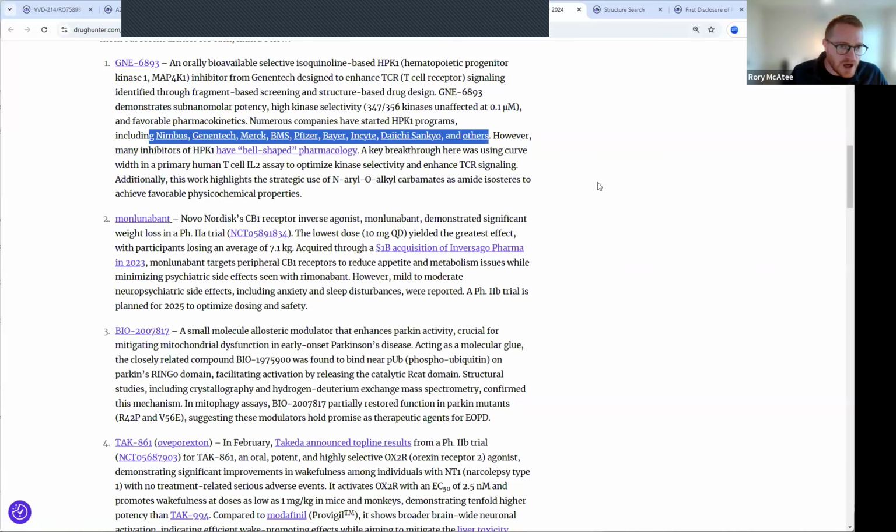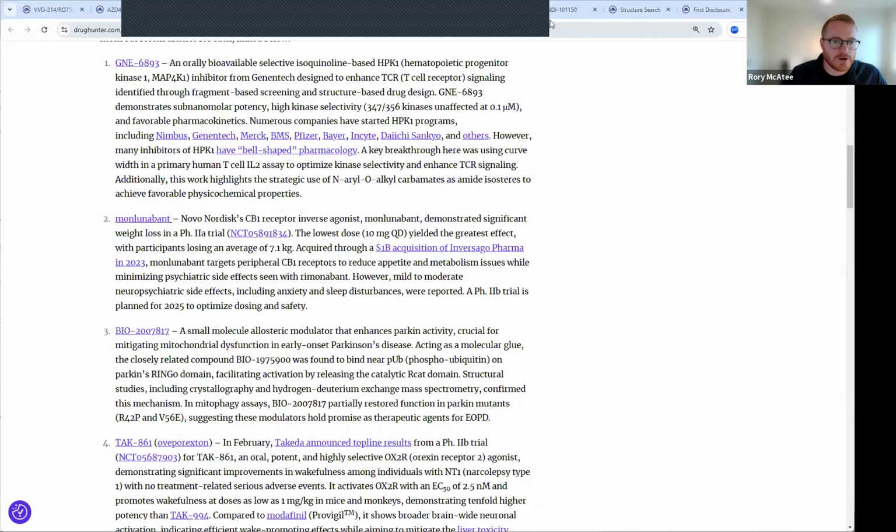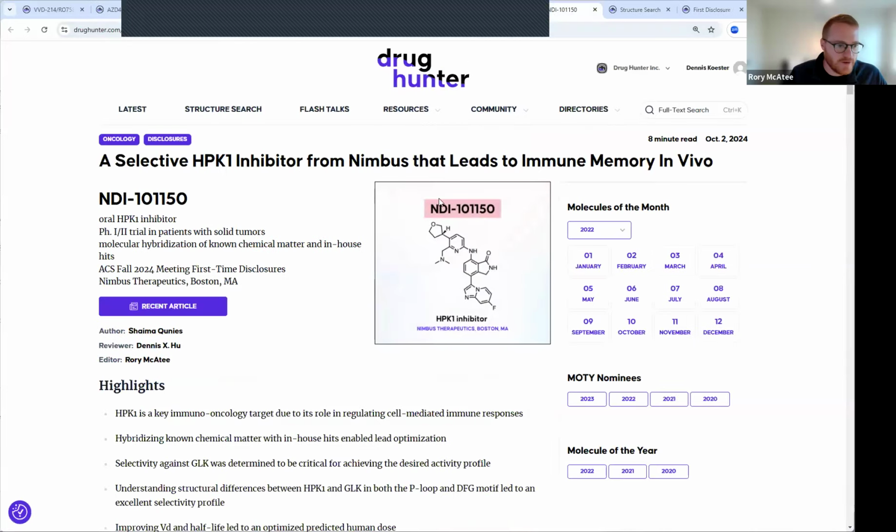And so we list off all of the appropriate companies that are actively engaged. Actually, this list is too long, so we couldn't even include all of the companies there. But for example, Nimbus is also actively engaging in HPK1, and they presented their discovery story, I believe, at the ACS meeting in Denver. And so we actually have a case study on that. If Dennis clicks on that, it will take you to the case study for that particular HPK1 inhibitor from Nimbus. And Lou walked us through exactly what these case studies look like.